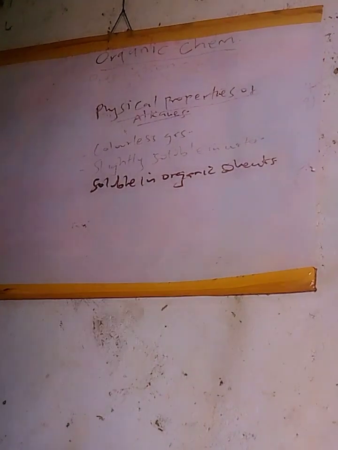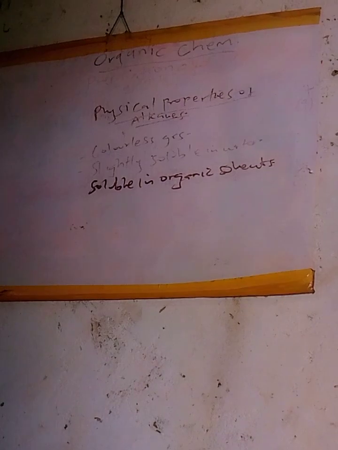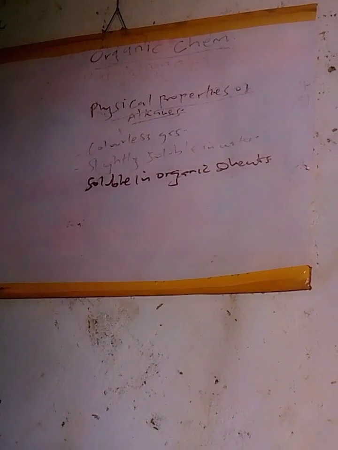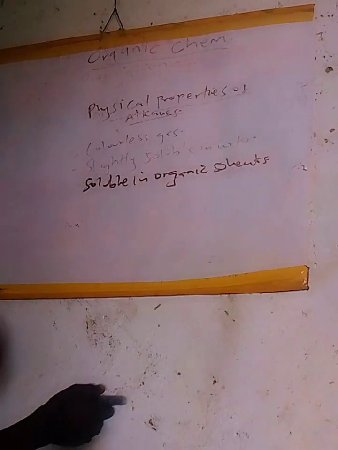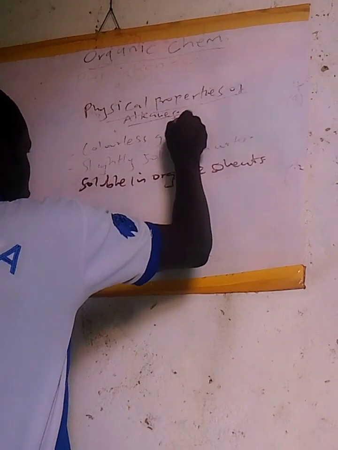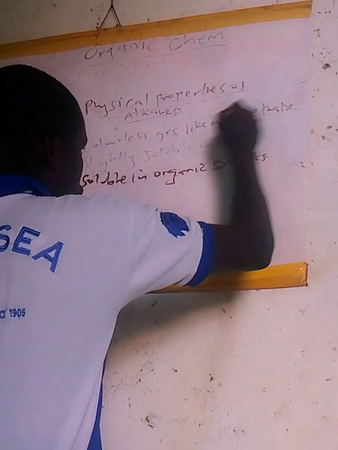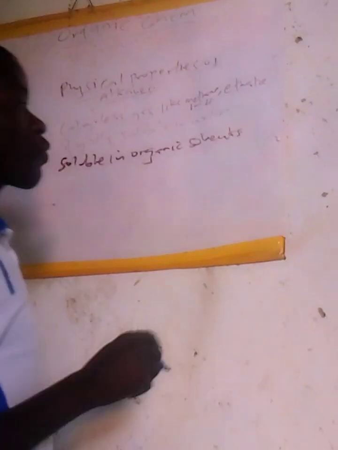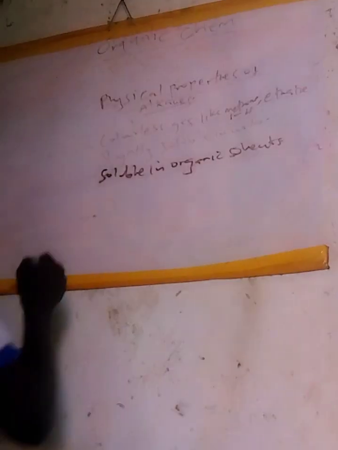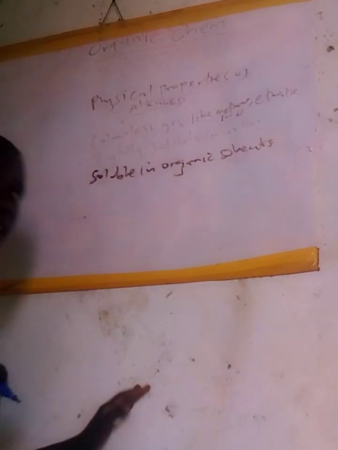So this is now the basics of physical properties. Colorless gas, slightly soluble in water, and also soluble in organic solvent. However much we are saying that they are colorless gas, we also have liquids. So here we say a colorless gas like methane. We give examples: methane, ethane, from number 1 up to 4, that is from methane to butane. Then the liquids are from number 5 up to 10. Then solids from number 11 onwards, like didecane, tridecane, as we move on.